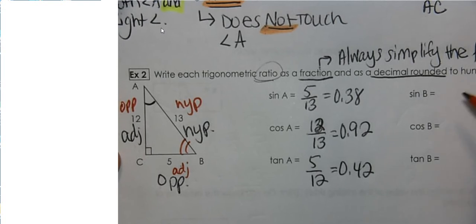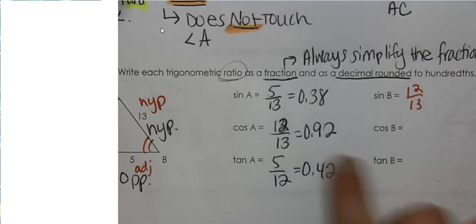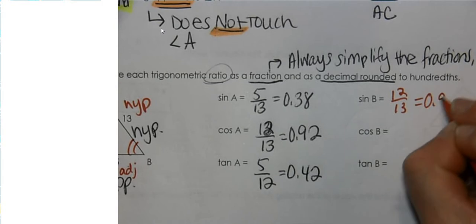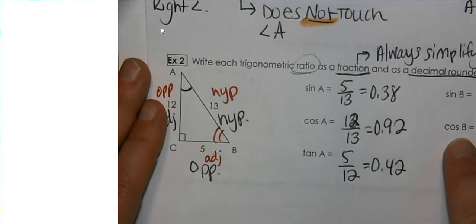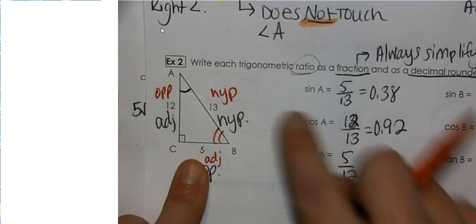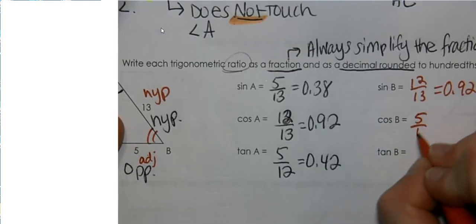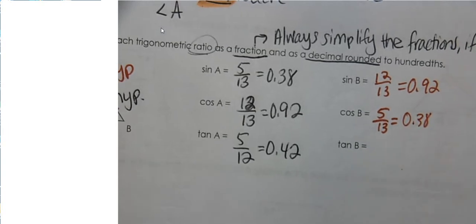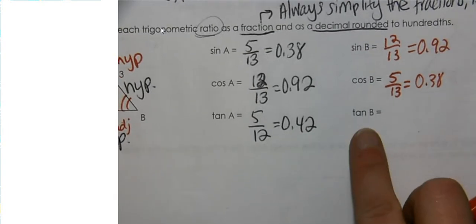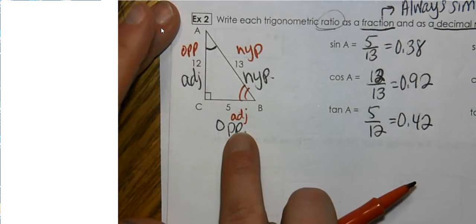So the sine of B is opposite divided by hypotenuse, and that's 12 over 13. And I already found what 12 over 13 is. That's 0.92. So now I'm going to find the cosine of B. The cosine of B is equal to the adjacent divided by the hypotenuse. So that's 5 over 13. And I already know what 5 over 13 is. That's 0.38. Finally, we're going to find the tangent of angle B. So that's going to be opposite divided by adjacent. So that's 12 over 5.